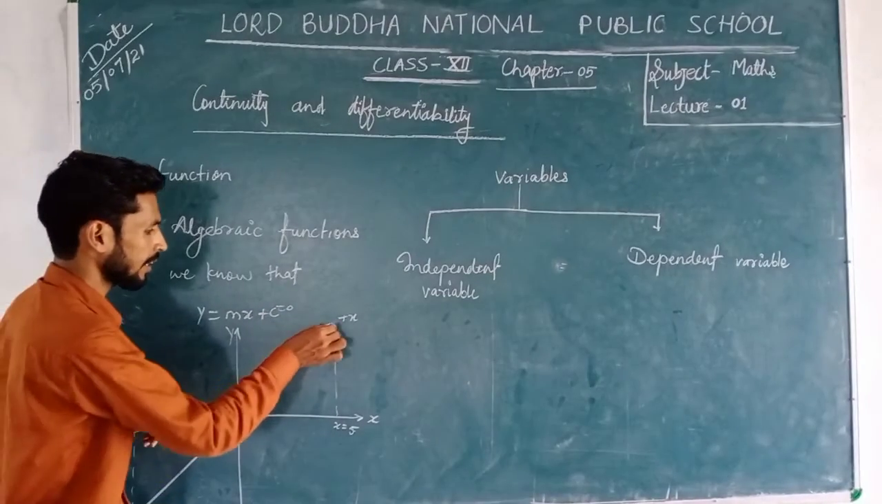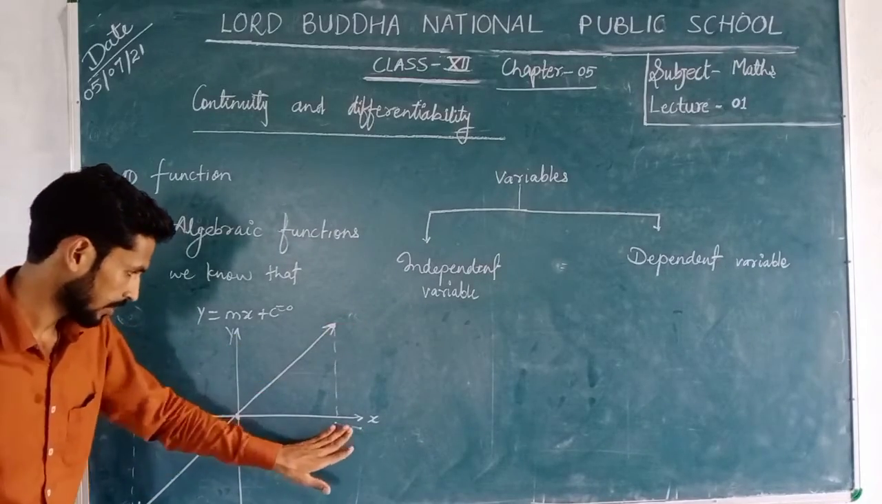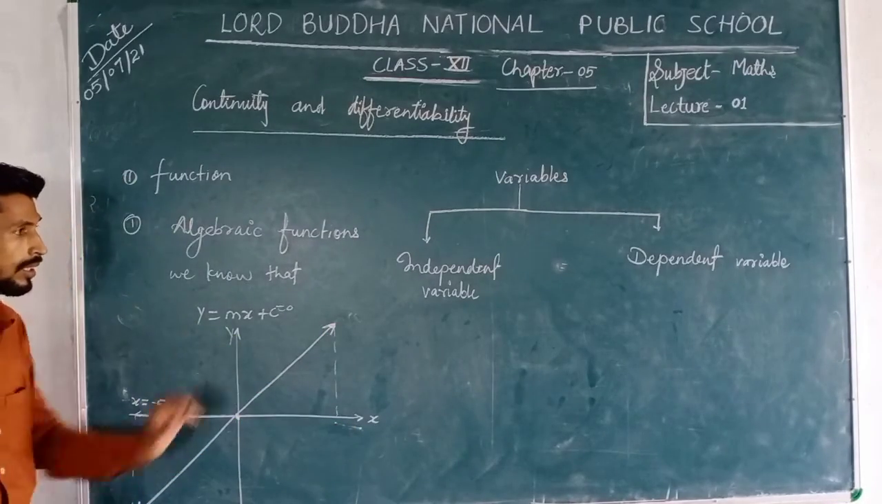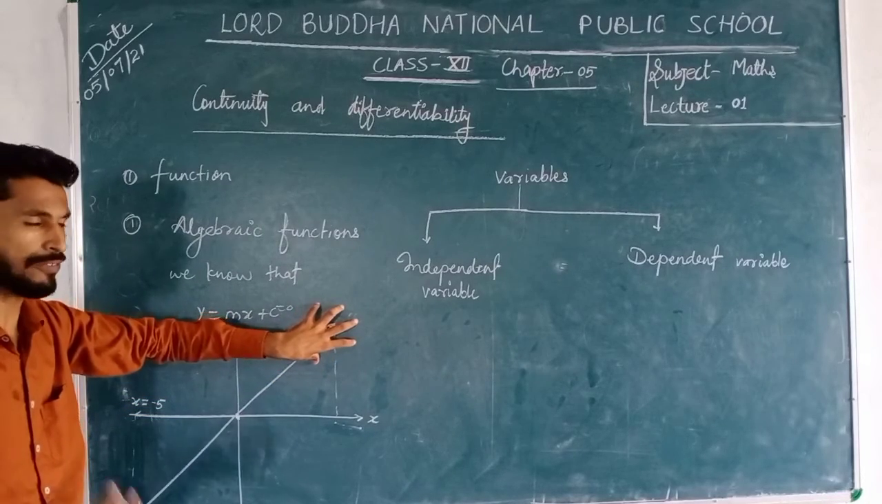If we are taking an arrow like this, that means there is no limit. So always there is a meaning of that arrow in any function.